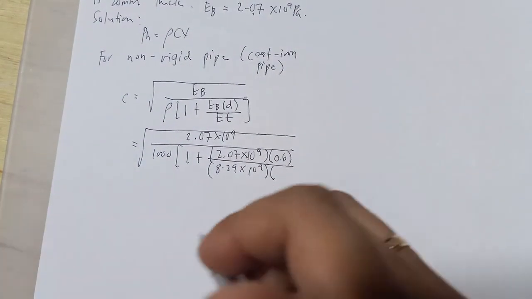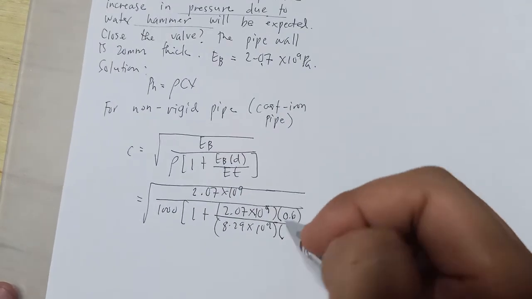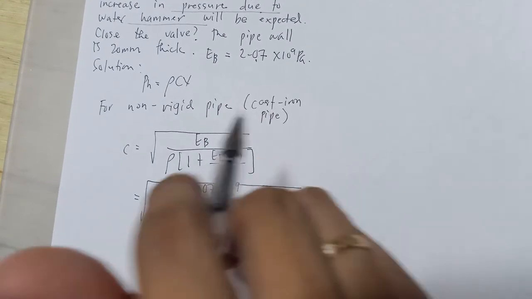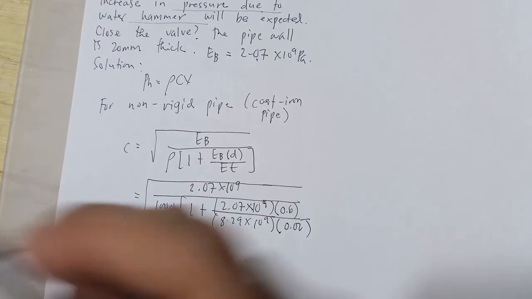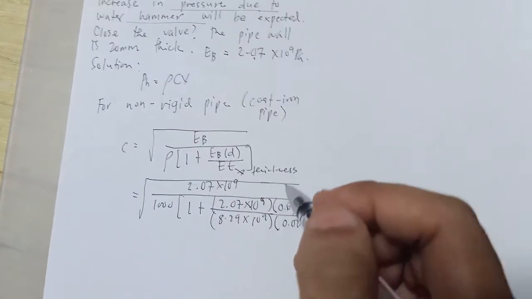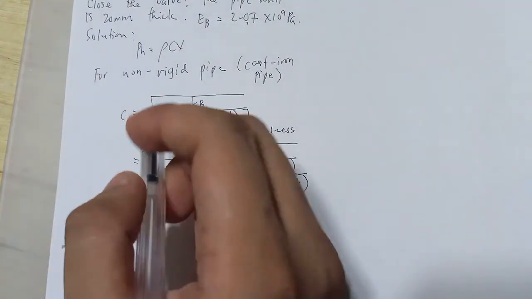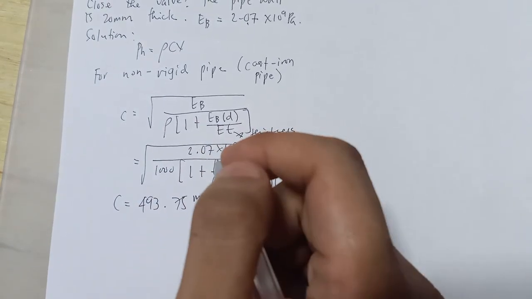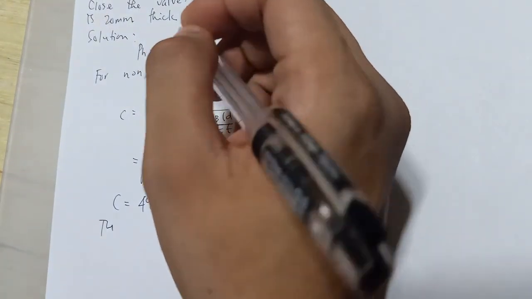No, this is not time. It should be times the thickness, which is 0.02. It is not time, T is the pipe thickness. Okay, again, this is thickness. So if you do the calculation, the answer would be 493.75 meters per second.